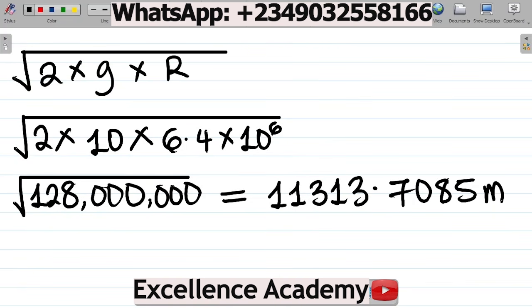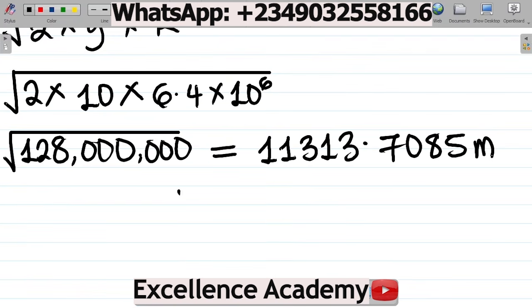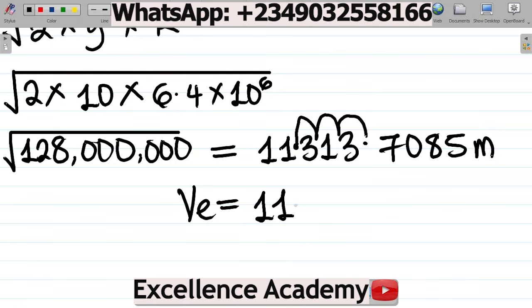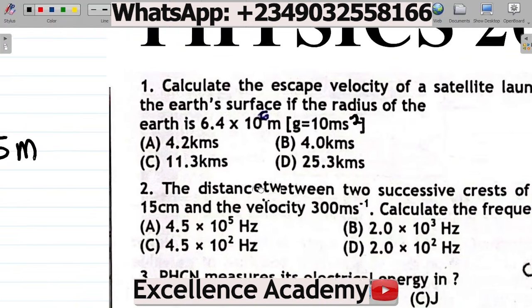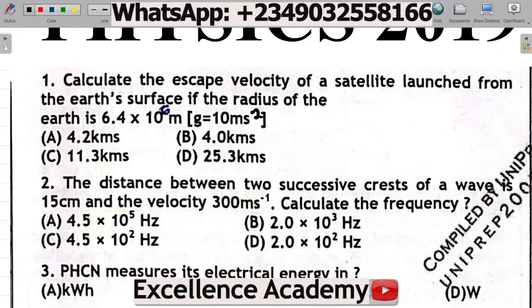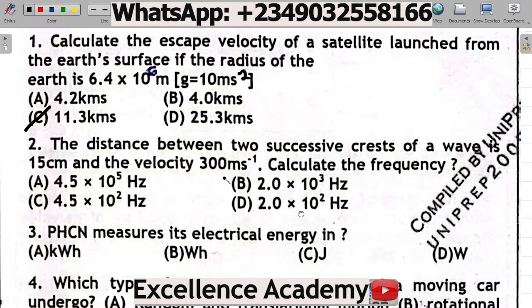Now the answers were given to us in kilometers. So to convert this to kilo, what do we do? Escape velocity VE is equal to, for kilo, move the decimal 3 times to the left. So you have 1, 2, 3. That's here. So it becomes 11.3 kilometers. So the correct answer there is 11.3 kilometers. That is the escape velocity. The correct option there is C, 11.3 kilometers.